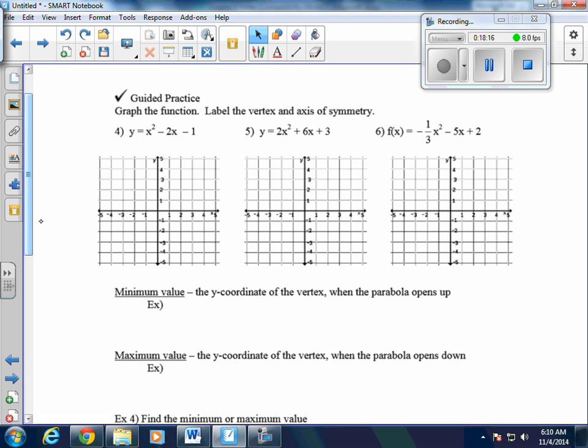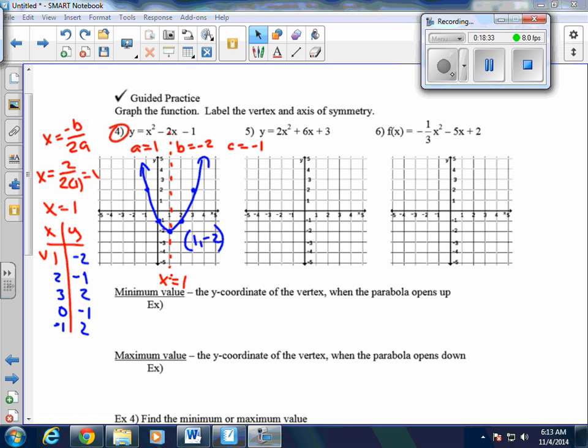So let's go ahead and try to graph one of these. And let's just do number 4. So go ahead and try to graph those. You can hit pause on the video, hit play when you are ready. So if we graph this, we get the vertex of 1, negative 2, which goes through the axis of symmetry, which is x equals 1.